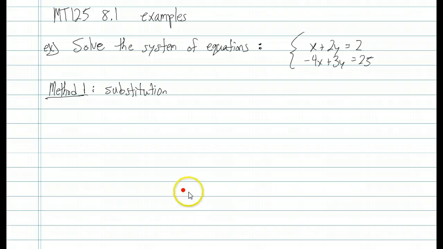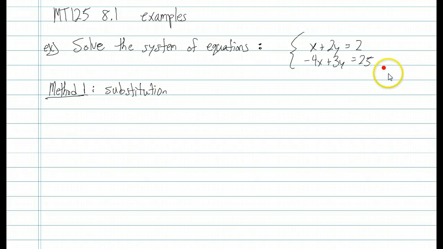Okay, we're going to work this example out. So we want to solve this system from the handout: x plus 2y equals 2, negative 4x plus 3y equals 25, and we're going to do it using two methods. One is substitution, the other is elimination. With substitution, what you want to do is solve either one of the equations for one of the variables, either x or y, and then substitute that expression into the other equation for the variable you solved for.